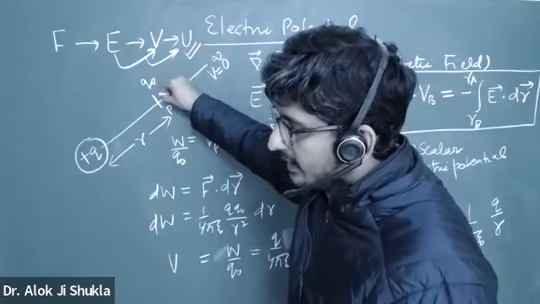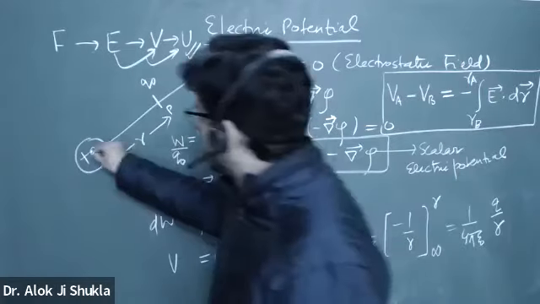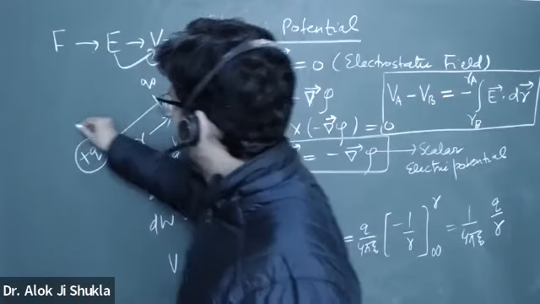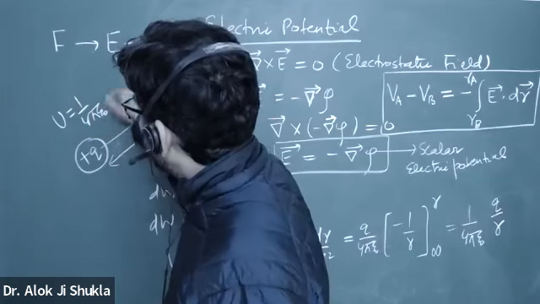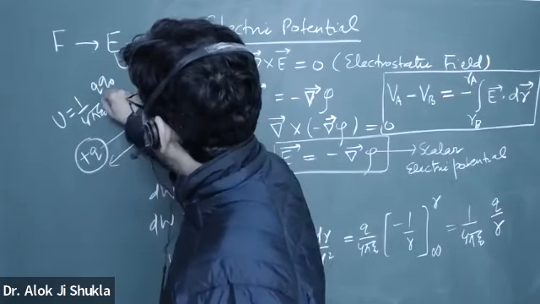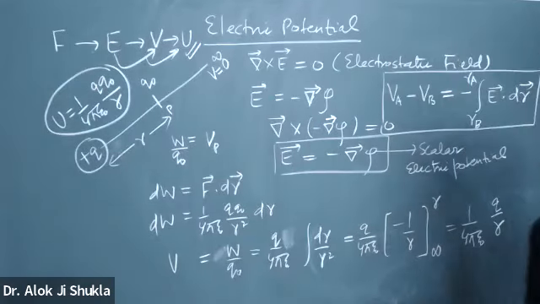So you can see that if I multiply it by charge, I will get energy, right? So that means if two charges are there like this, what will be the energy stored in it? 1 by 4 pi epsilon naught q naught by r. This will be the energy stored between these two charges.